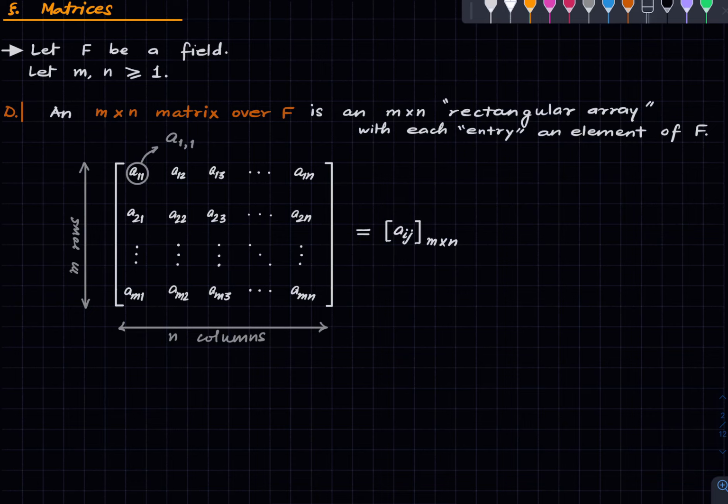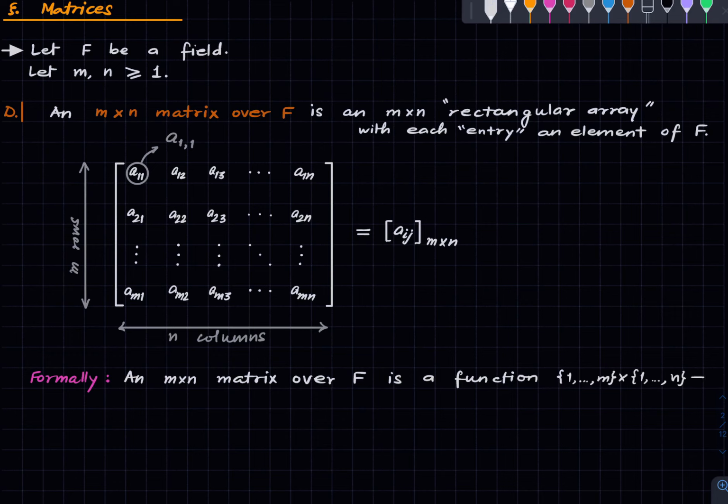This is how we think of a matrix. All right, but here is the formal definition, more formally. An m cross n matrix over F is a function from this set to the field F. So this is the formal expression. What was the problem here? The problem was rectangular array is not a formal mathematical object.